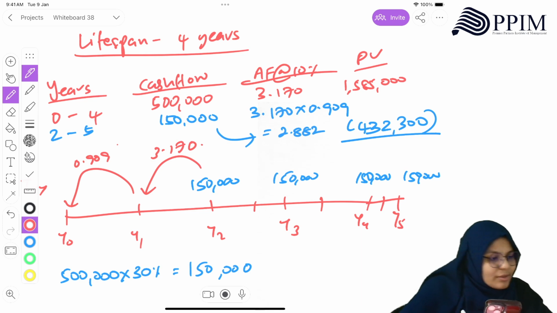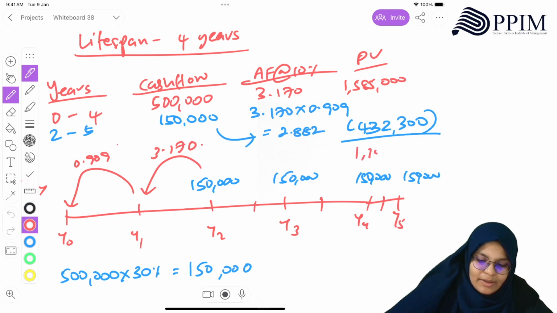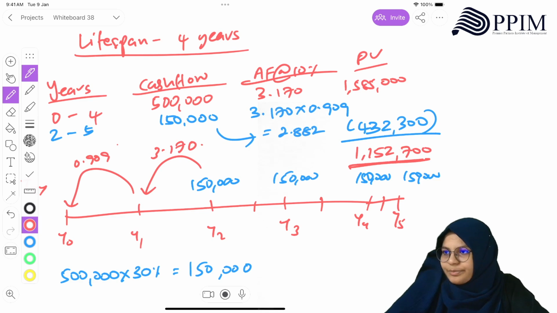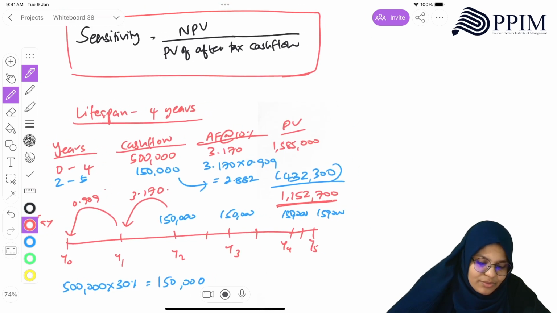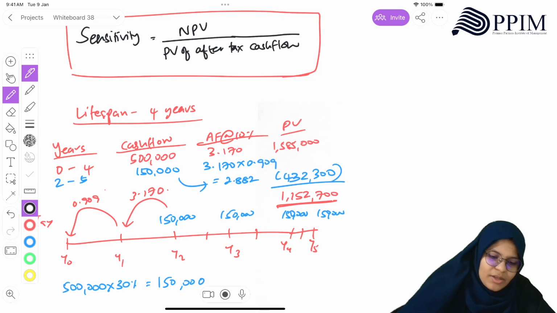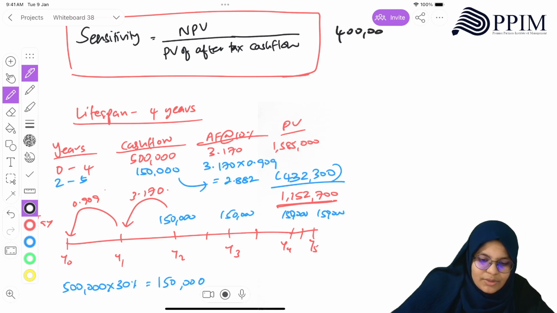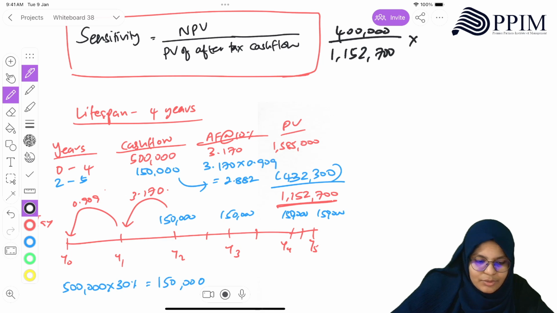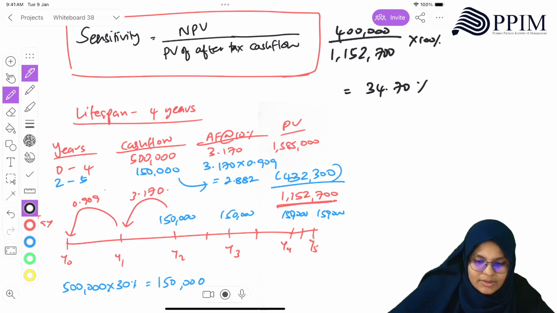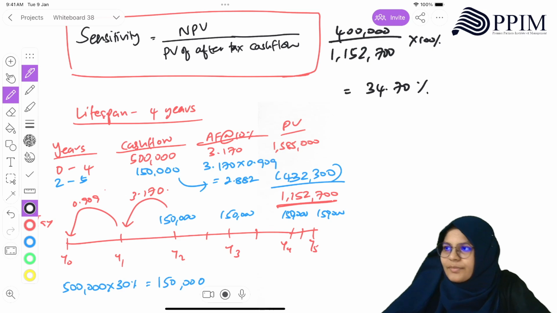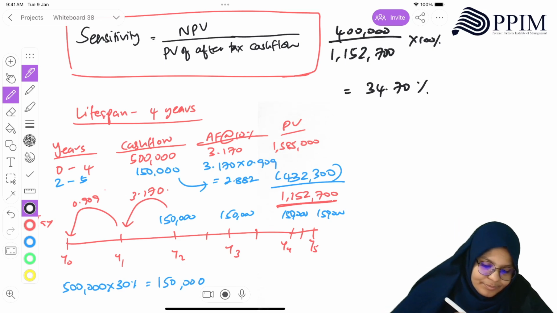Okay, so now you can deduct the two figures. You will get 1,152,700. So that's going to be the present value. Okay. Right, so you have the present value. NPV you already knew it was how much? A positive 400,000. So to take sensitivity, it's 400,000 divided by 1,152,700 into 100%. So sensitivity will be 34.70%. Okay. Take it down.